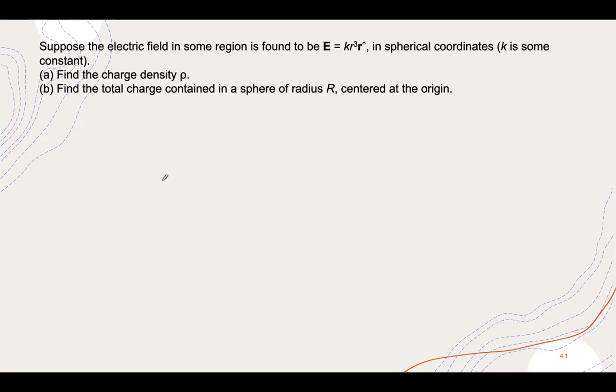These problems are very easy to handle, but I'll give you an idea of how this problem can be solved. Suppose the electric field in some region is found to be E equals k times r cubed r cap, in spherical coordinates, where k is some constant. The question asks to find the charge density rho and find the total charge in a sphere of radius r centered at the origin.